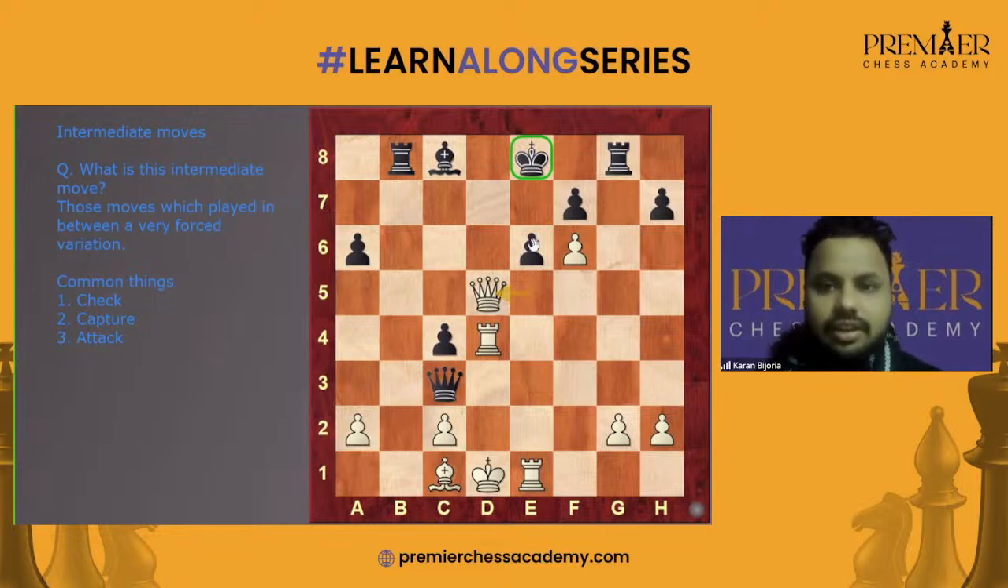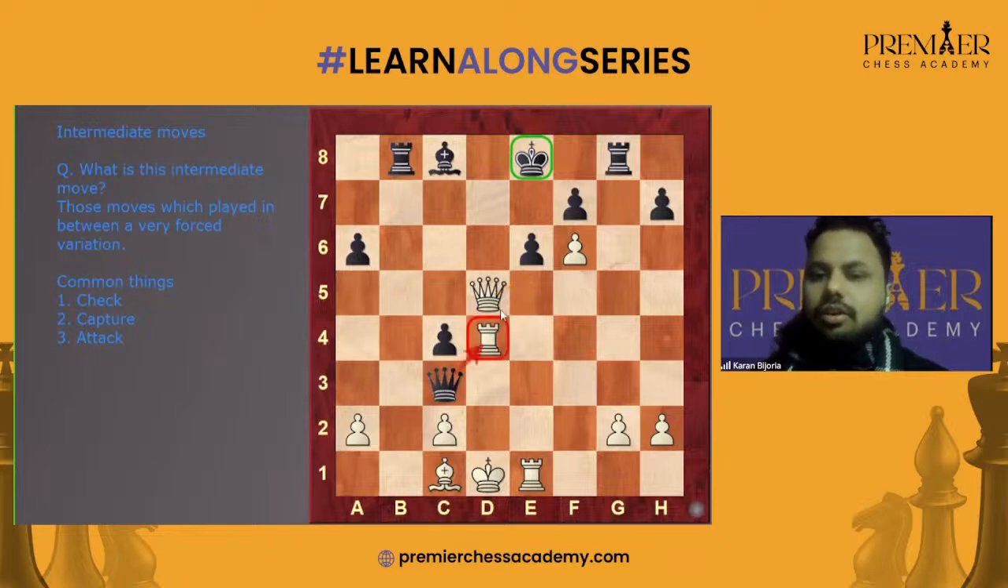But we can't do recapturing right now. Okay. Then what will we do? We will go for the common things. Check, capture. And can we give a check? Yes, sir, we can give a check. And we can also capture something. What, sir? We can capture the rook.